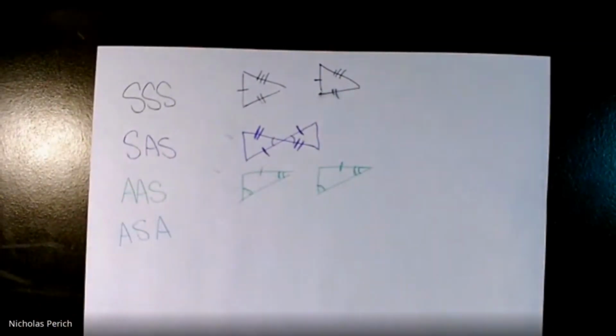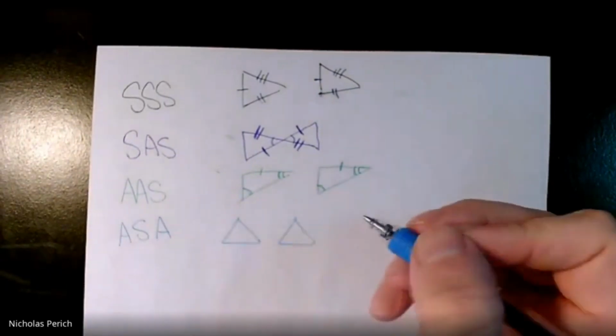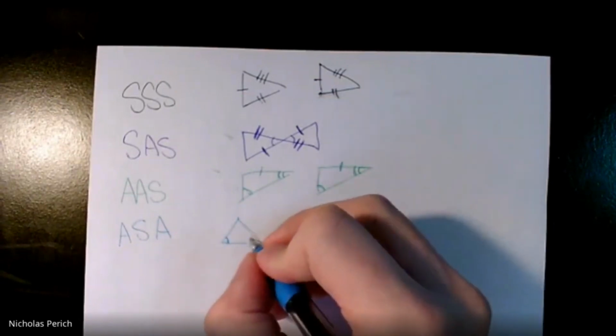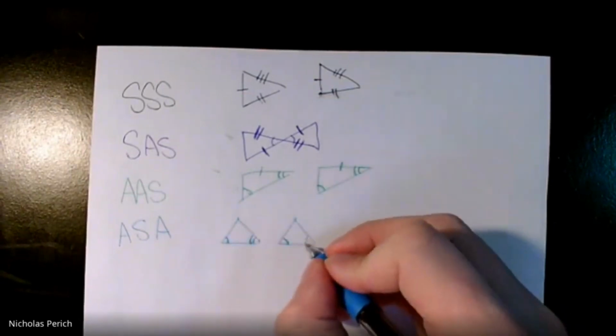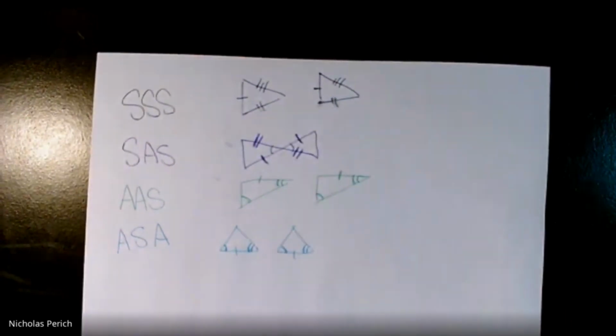You have ASA. So that angle is the same as that angle, and these 2 angles are the same, and in between your congruent angles, you also have a congruent side. Those are your 4 main ones.